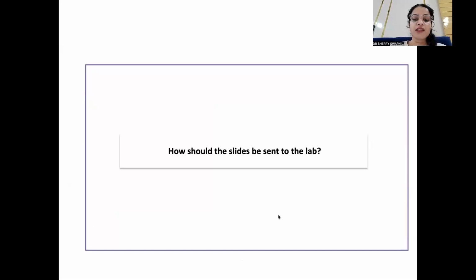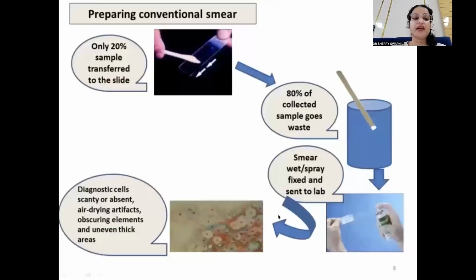Now, how should the slide be sent to the lab? That's a very important topic, because generally when I was doing my PG, we used to get a lot of conventional smears that were not properly fixed, and the smears were wrapped with tissue paper. So sometimes when the material is liquid and not dried yet, the tissue paper will get stuck to it. This will also create a major issue while reporting the conventional smear.